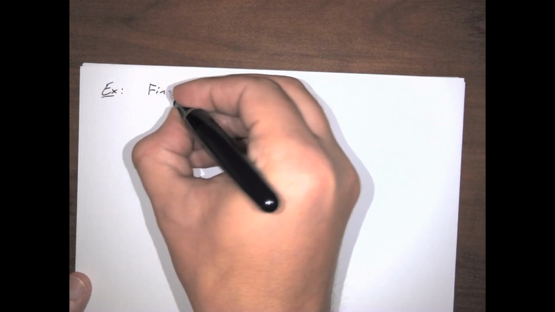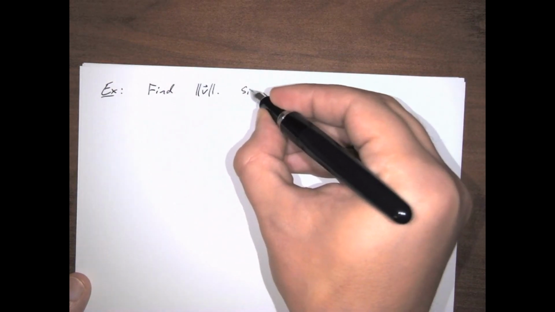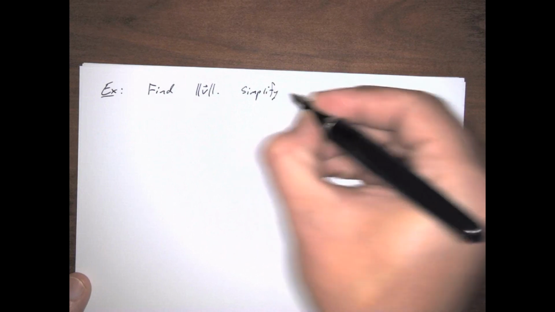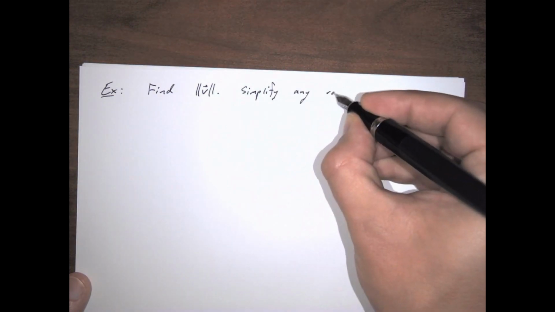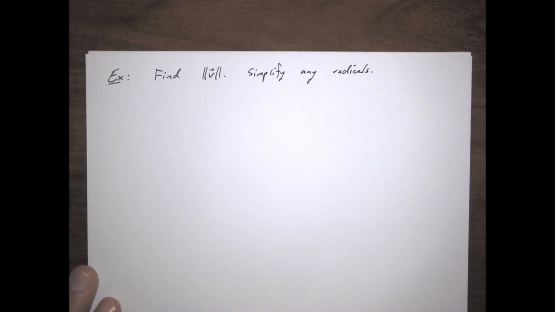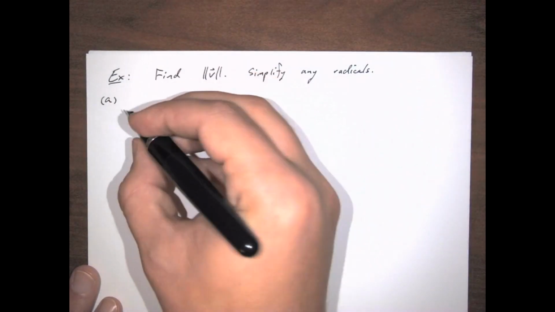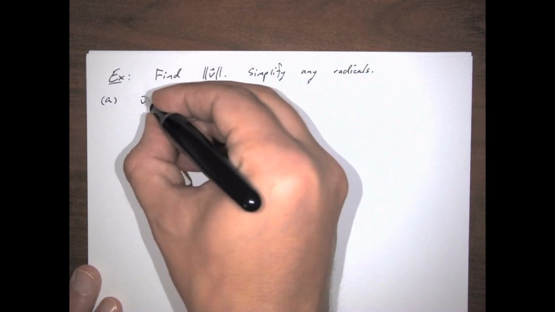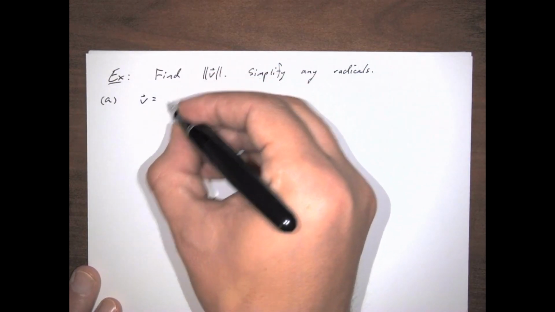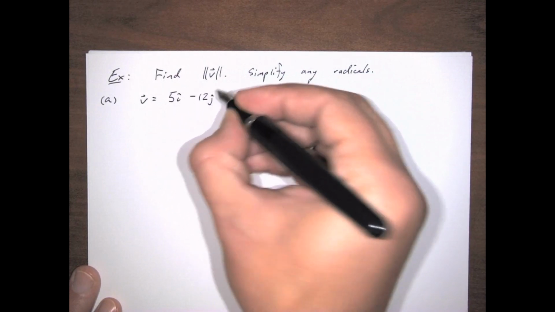Let's try an example of something like this. For each of the following, find the magnitude of v. Simplify any radicals. All right, so as an example here, let's start with v equals 5i minus 12j.